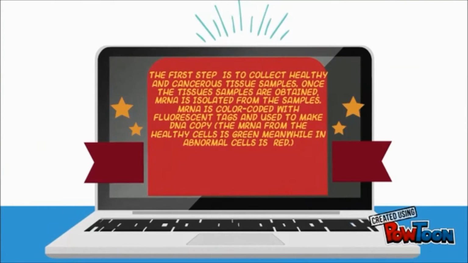The first step is to collect healthy and cancerous tissue samples. Once the tissue samples are obtained, mRNA is isolated from the samples. mRNA is color-coded with fluorescent tags and used to make a DNA copy. The mRNA from the healthy cells is green, while in abnormal cells it is red.